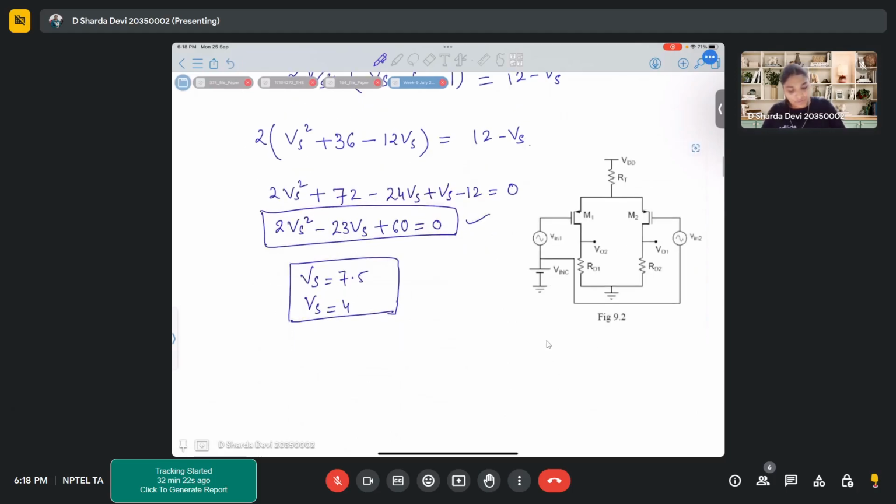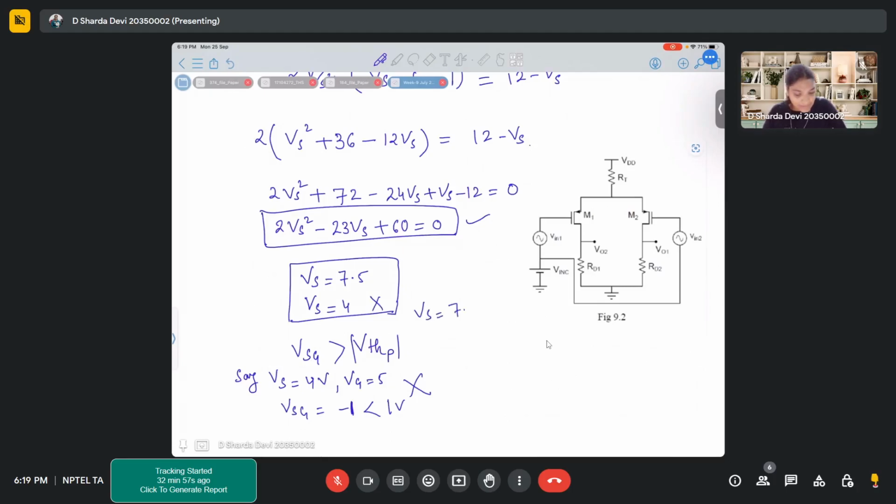For a PMOS, what is the condition for turning on your transistor? VSG should be greater than the magnitude of VTHP, right? Correct? Now say your Vs is 4 volts, Vg is 5 volts, your VSG is how much? -1, which is less than 1 volt. So this cannot be the case. Hence, your Vs is 7.5 volts, right?